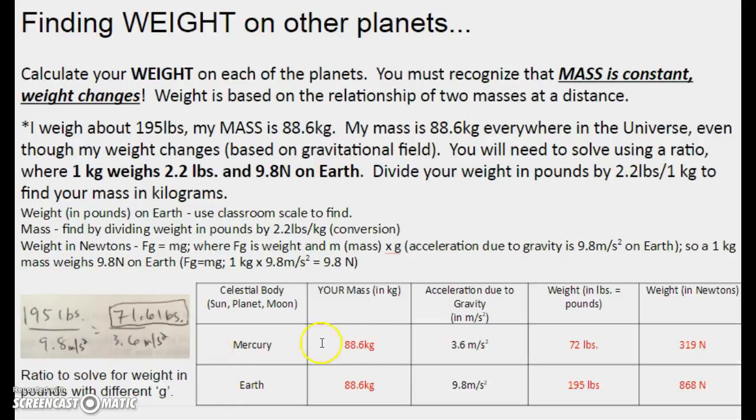It's actually kind of ironic because when I go on a diet and try to lose weight, I just go weigh myself on a different planet with a lower g. Anyway, poor humor. Yes, I know.